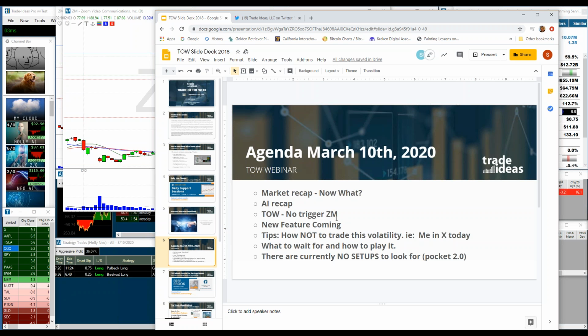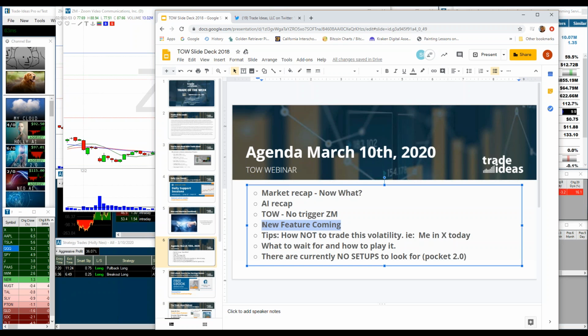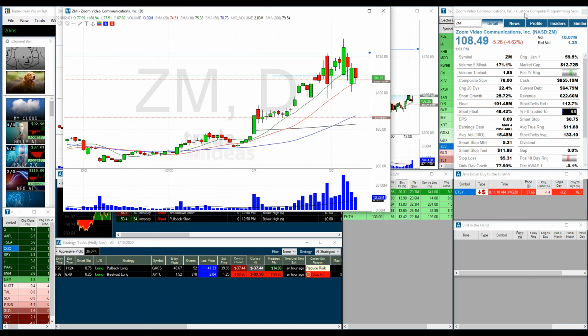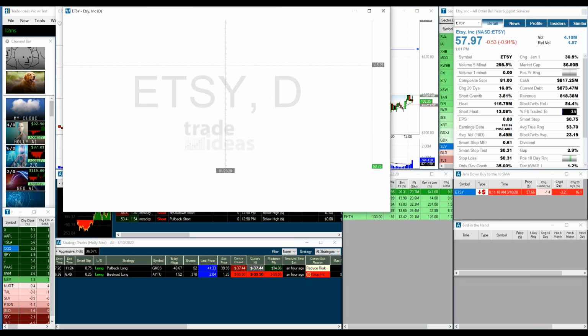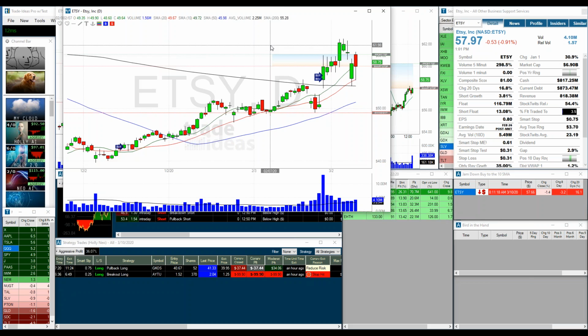The new feature coming, all right? So if you're not aware, it's not out yet, but when the new version comes out, we'll call it the new beta version, there's going to be a new tab on the single stock window called Similar.